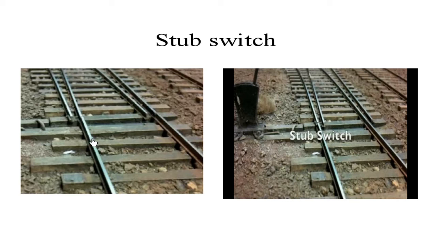Now when this rail is pulled this side, some arrangement, a lever arrangement, will be here, and if it is pulled, this rail will come in connection with this and this rail will come in connection with this. That is what is seen in the next figure. So this is the stub switch. Here the rails get shifted and match the alignment so that the train can move conveniently.